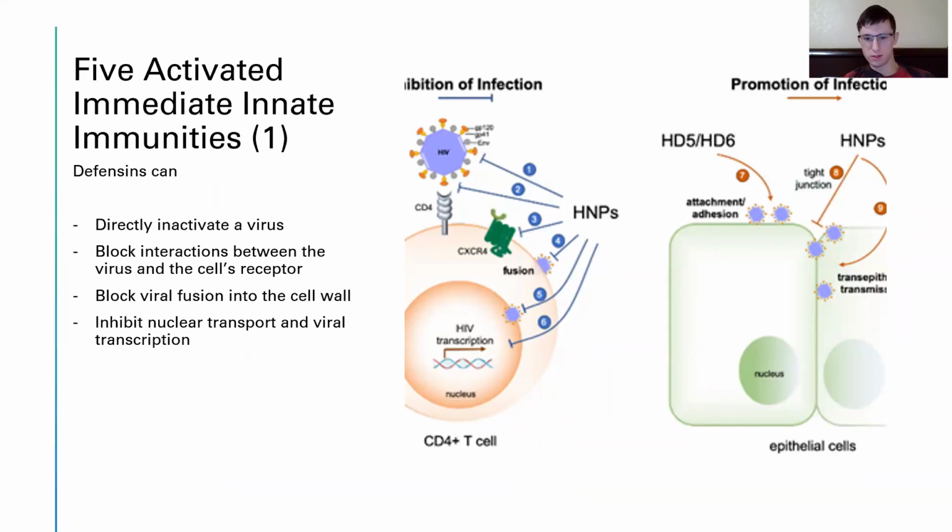So defensin can, number one, directly inactivate a virus. If I can get my cursor on the screen, here is an example. These are defensins here. It can go right to HIV, for example, and it can actually just deactivate the virus sometimes. Or number two, it can cause a disruption between the receptor and the virus. And see, it's blocking it here from going into the cell wall. It can do that too. So there's many purposes of antimicrobial peptides.